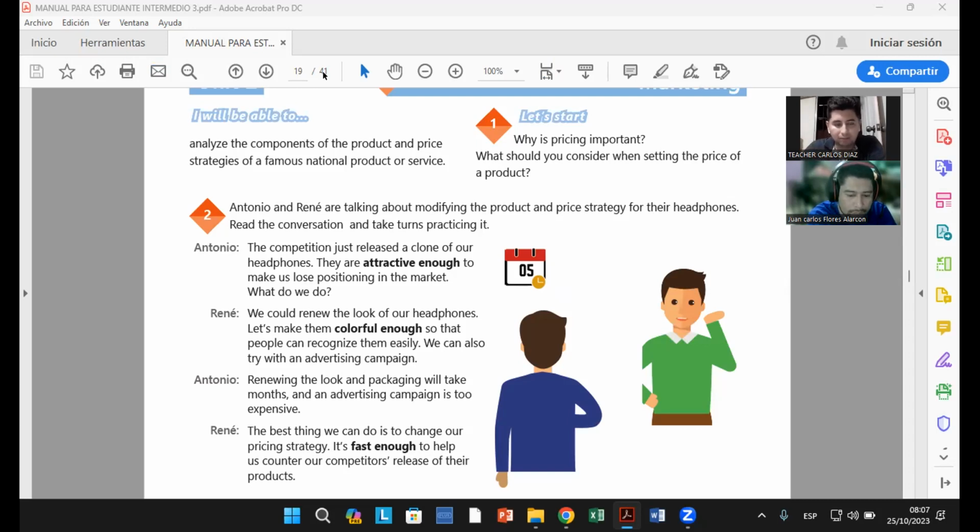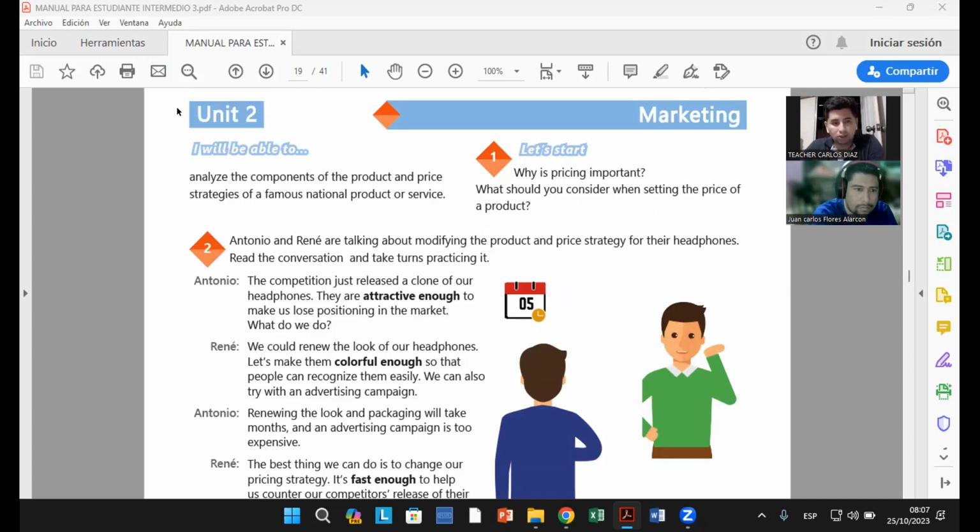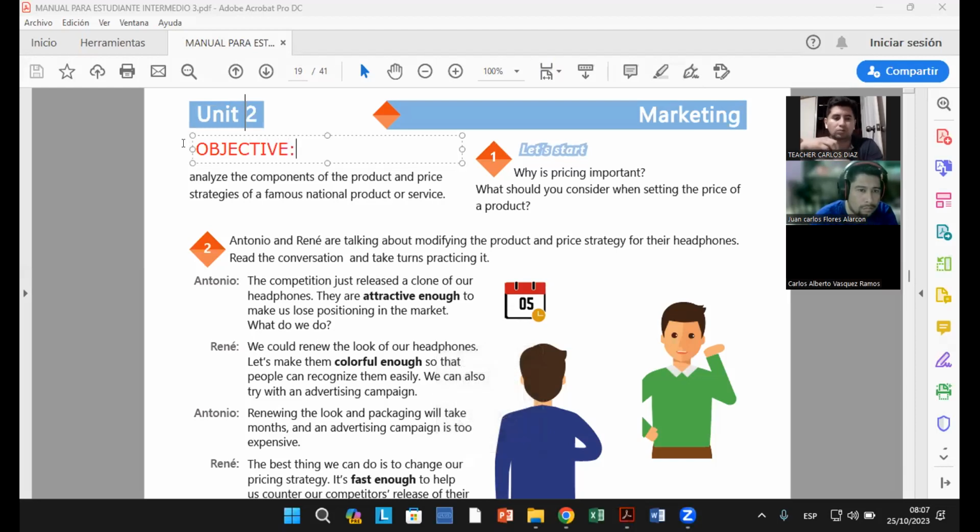Okay guys. Today, we are going to continue working on unit number two. The objective for today is this one. I think everybody can see, yes? The objective is to analyze the components of the product and price strategies of a famous national product or service, okay?